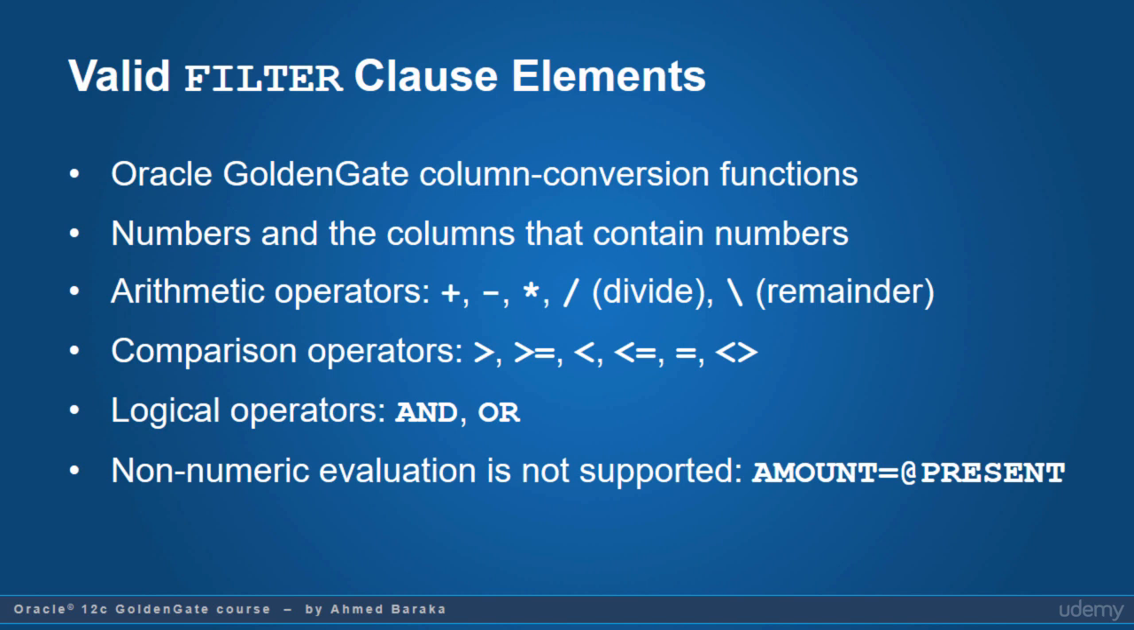Following are the elements accepted in the filter clause: Oracle GoldenGate column conversion functions, numbers and the columns that contain numbers, the arithmetic operators plus, minus, multiply, forward slash for division, and backslash for the remainder. All the known comparison operators are supported. The logical operators and, or are also supported.